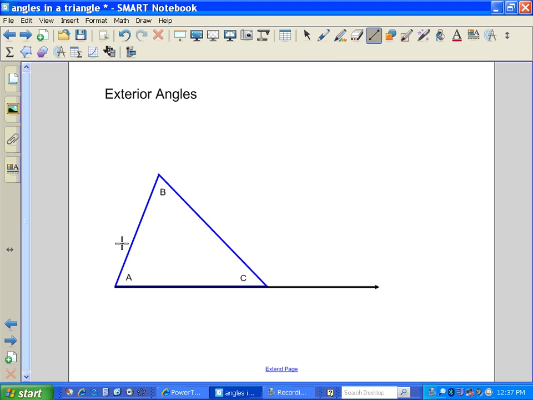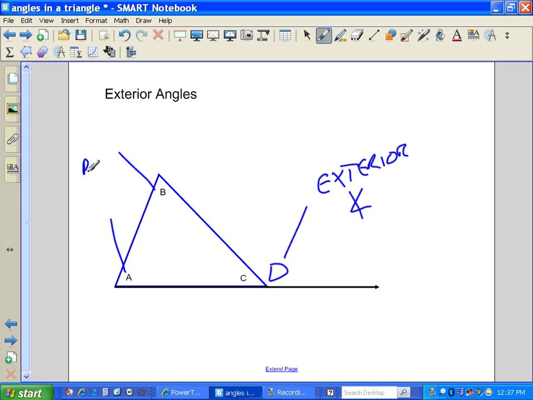So while I was just vamping there, I drew in a line, an exterior line, so it comes outside of the triangle. We're going to call that angle D, because we've got A, B, C, and D. D is called an exterior angle. These are called remote interior angles. The reason they're called remote interior angles is because they are far away from this exterior angle.